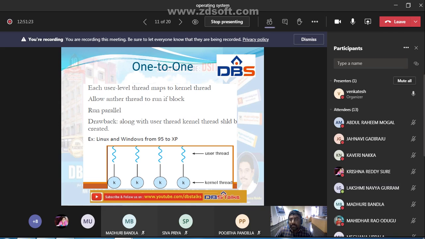One more thing is that all the threads run in parallel. The main drawback is that along with each user thread, a kernel thread must be created. For example, if one more user thread is created, in order to execute it we must create one more kernel thread. Why? Because it is one to one: for each user thread there is one kernel thread.